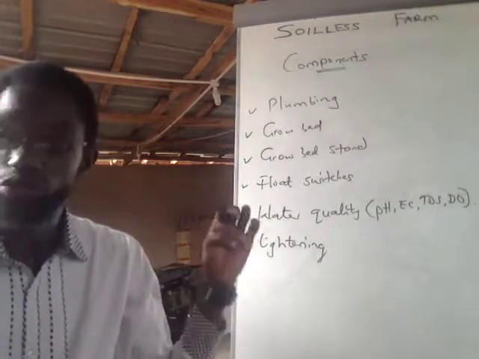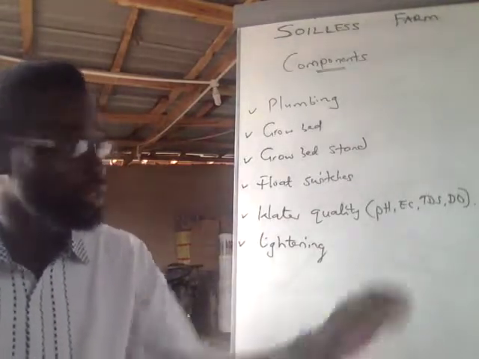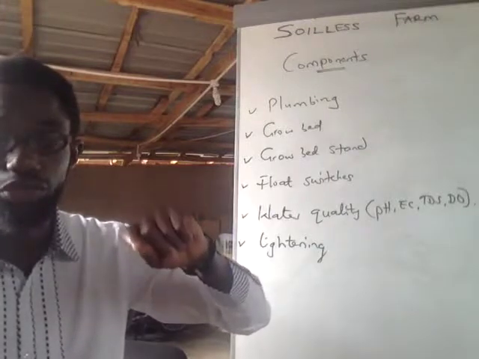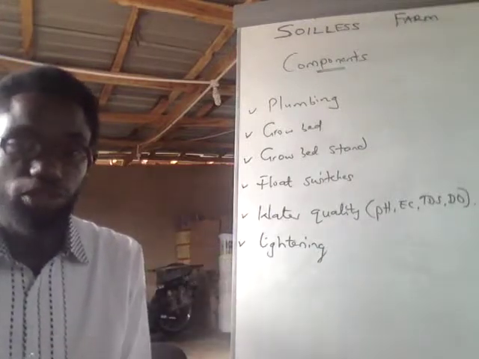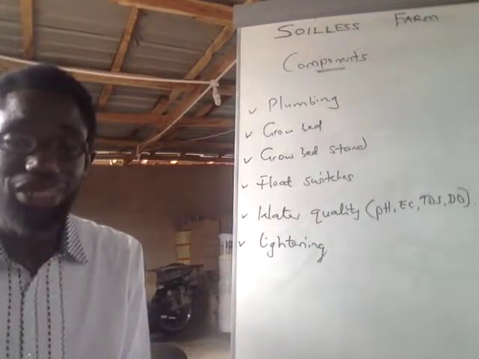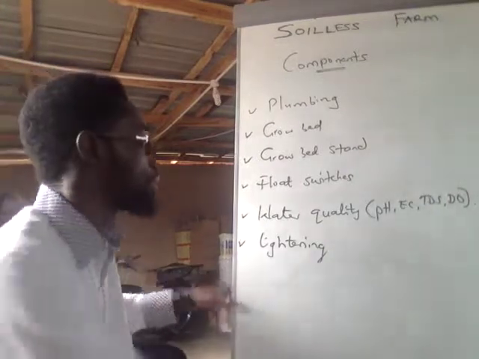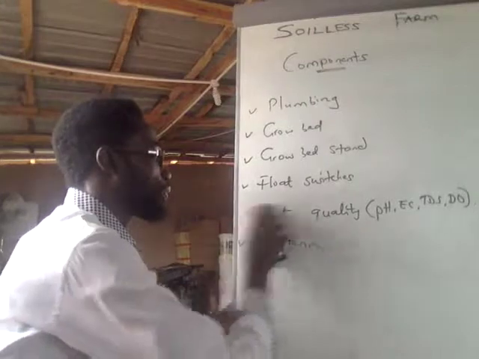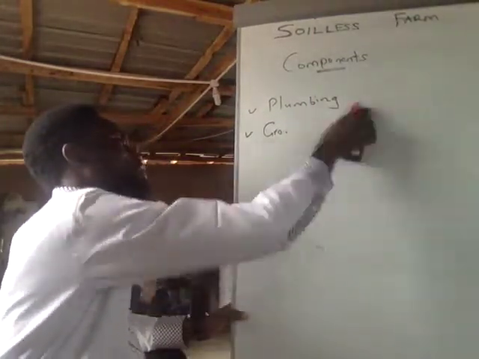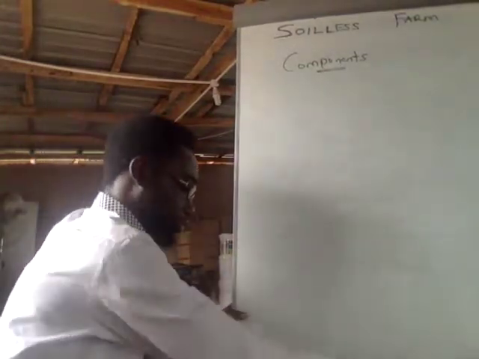Then we talked about dissolved oxygen. This is also extremely important. You need to understand how much oxygen is readily available for the plant and for the fishes. So these are things we've talked about. So we'll start from the plumbing. So let's jump to the plumbing.